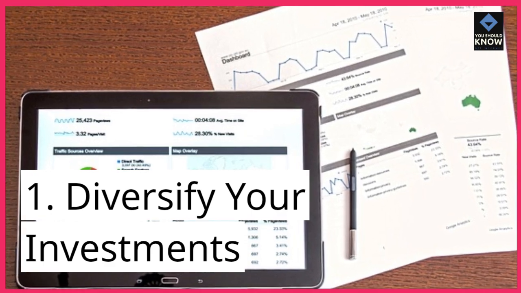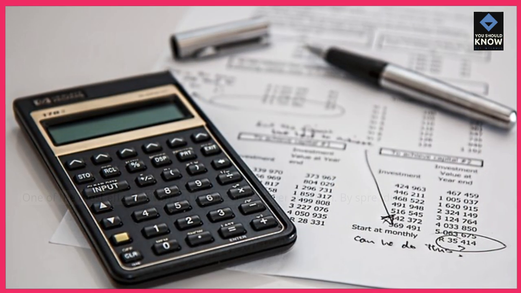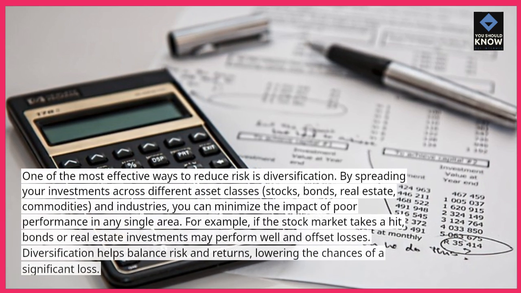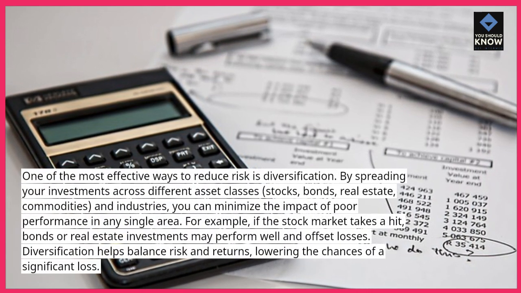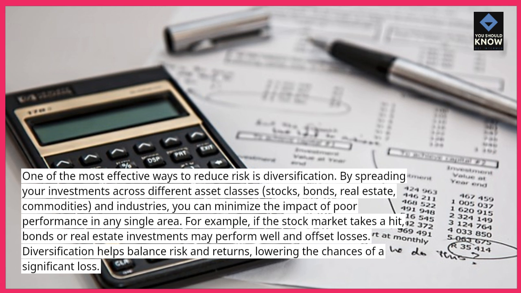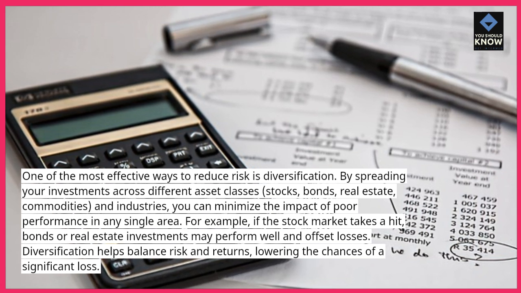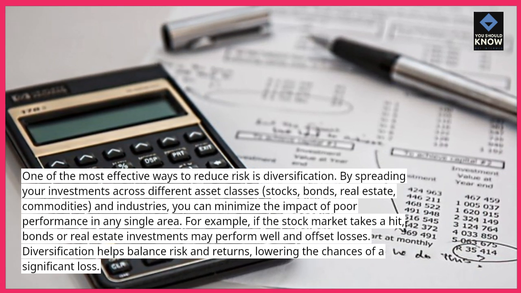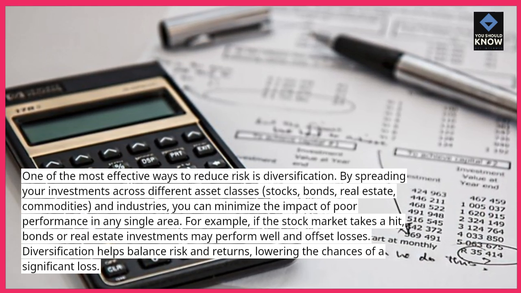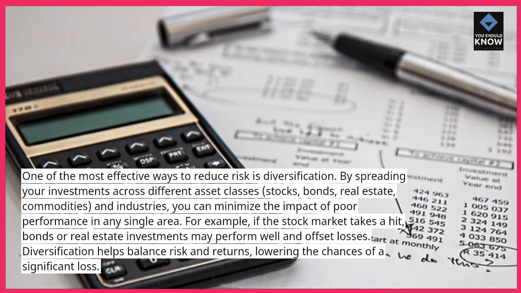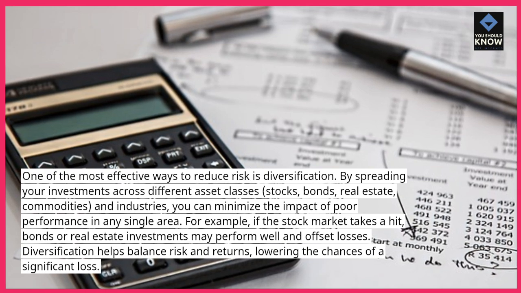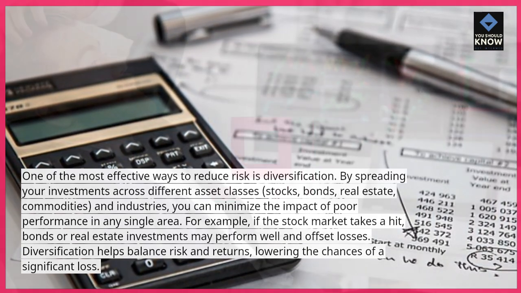1. Diversify your investments. One of the most effective ways to reduce risk is diversification. By spreading your investments across different asset classes, stocks, bonds, real estate, commodities, and industries, you can minimize the impact of poor performance in any single area. For example, if the stock market takes a hit, bonds or real estate investments may perform well and offset losses. Diversification helps balance risk and returns, lowering the chances of a significant loss.